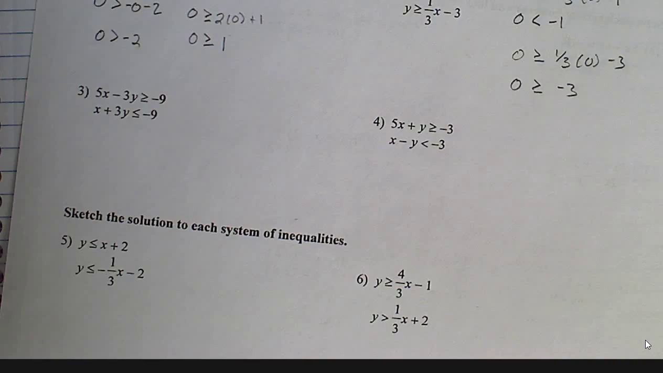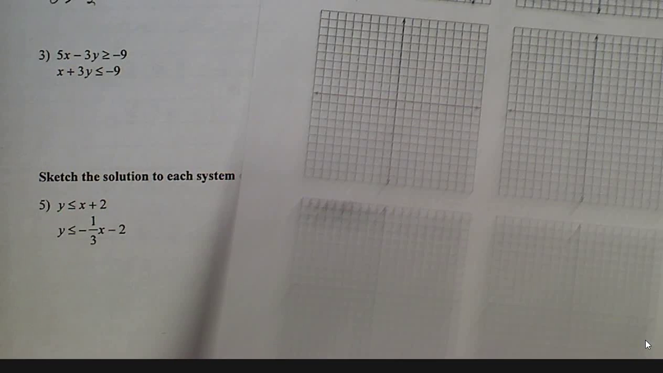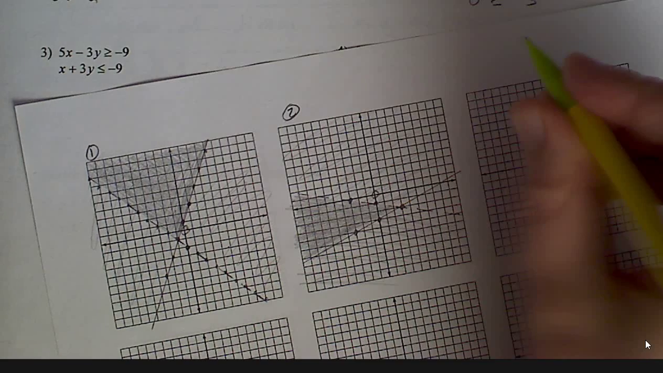Okay, so let's look at the hard ones now. Let's look at questions 3 and 4, where instead of being in slope-intercept, they're in standard form to start out. Question number 1, question number 2.